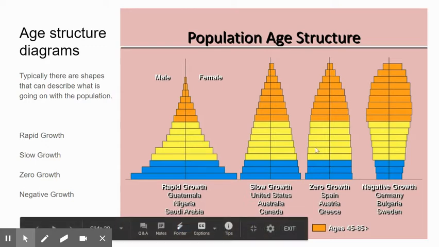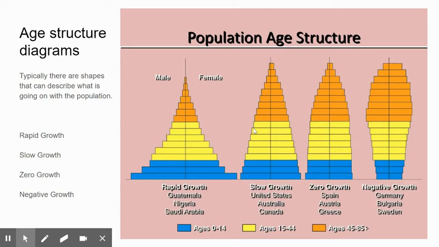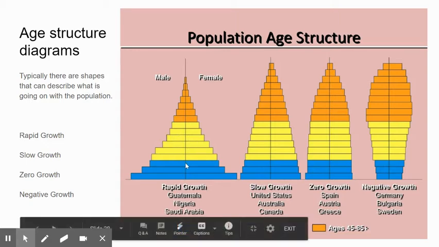Okay, and this in Spain or Austria or Greece, it's showing that. In the United States, Australia, we still have this triangle a little bit, but we are closer to this column, right? So by looking at this, you could indicate what's happening to the population. This means that there's a lot of young people in the population, so therefore the population is going to grow very, very fast. This means that the population is top heavy, so the population is actually starting to dwindle down.